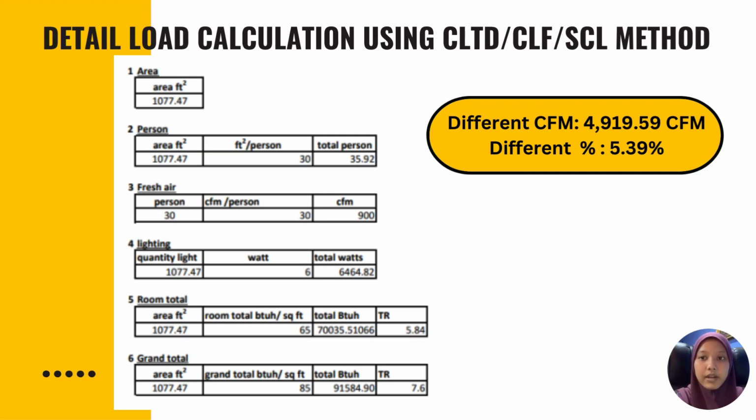For this part, the previous calculation using method of CLTD, CLF and SCL should be compared with calculation by using rule of thumb. For the result, the difference is 4,919.59 CFM with percentage is 5.39%. So it means the method using CLTD, CLF and SCL method is approved because the result value is not far from the value of rule of thumb.